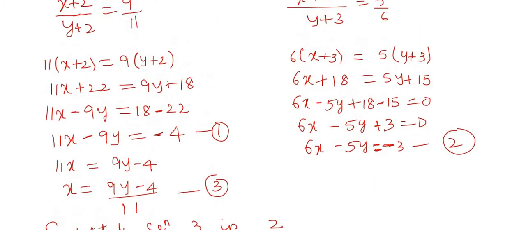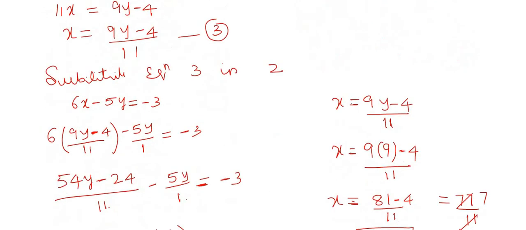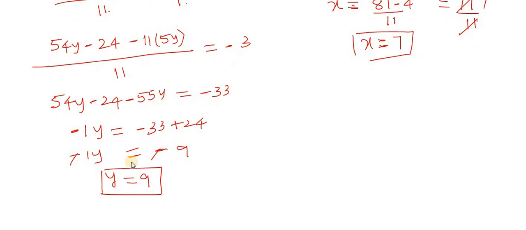Okay, so what is the fraction they asked? At last you need to write this, that is, the x value is 7 and the y value is 9. Therefore, you only write the fraction is 7 by 9. Therefore the fraction is 7 by 9. Is it clear? I hope all of you understood.